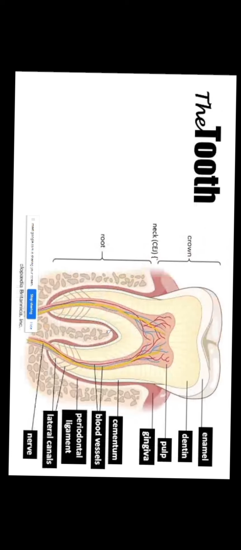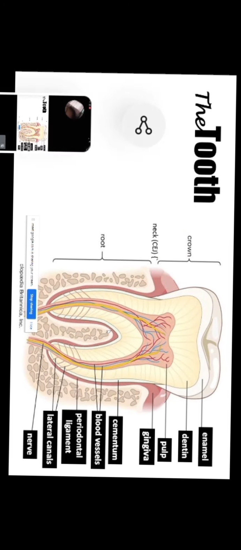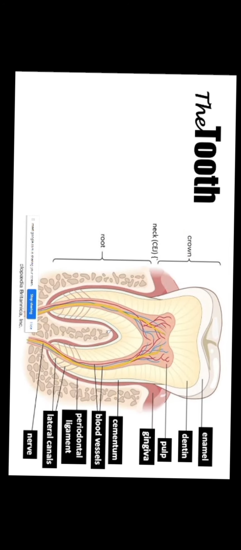So now the tooth. As for the tooth, there are three main parts. We have the crown, we have the root, and then the structure that divides the crown and the root, we have the neck. That's why we have the crown, the root, and we have the neck, or the CEJ. The CEJ stands for cemento enamel junction. Basically, it is a junction of the cementum and the enamel. That's why it's cemento enamel junction.